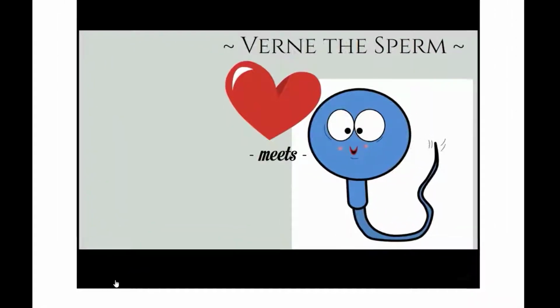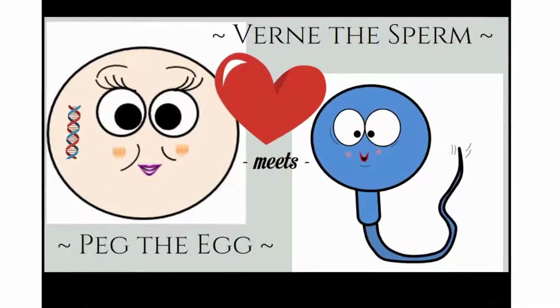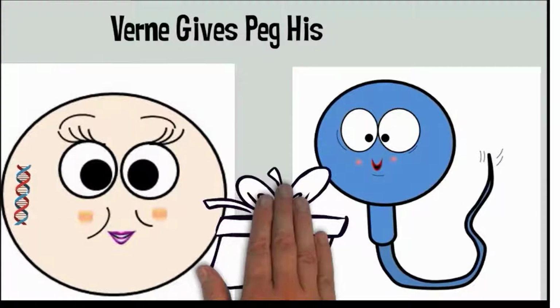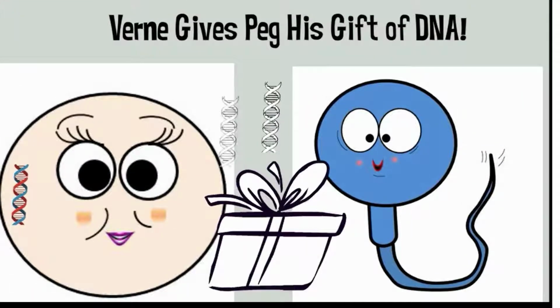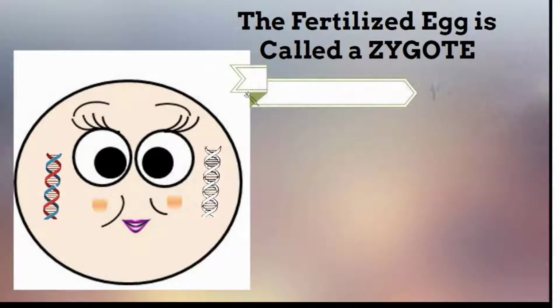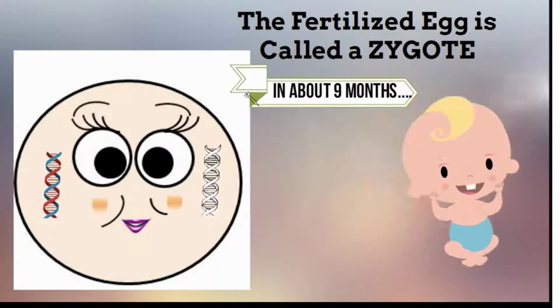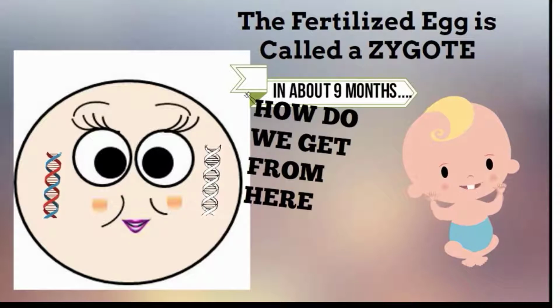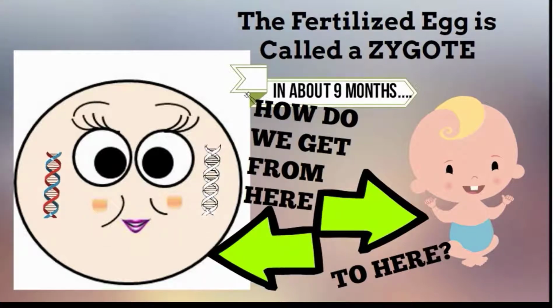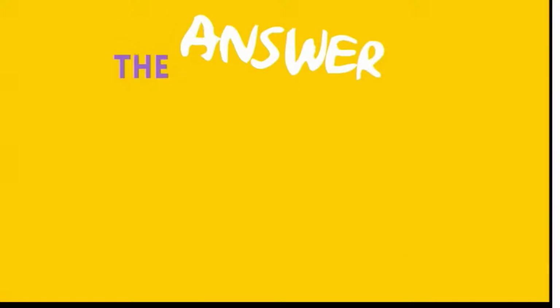Vern the sperm meets Peg the egg. Vern gives Peg his gift of DNA. The fertilized egg is called a zygote. In about 9 months, this is what we get. But how do we get from here to here? The answer is mitosis.